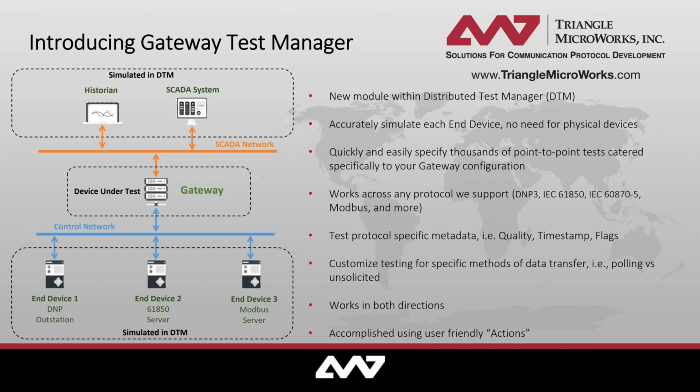Perform simple point A to point B mapping checks. Perform complex tests of quality, flags, class, and other protocol-specific metadata. Check how your data arrived, be it polled or unsolicited, and make sure it arrives within the time frame that you specify. You can even test SCADA controls being passed down to end devices. And best of all, this can all be accomplished with no scripting required, thanks to our newly introduced actions testing concept. But before we dig into actions, let's take a look at a simple test plan and see how it works.